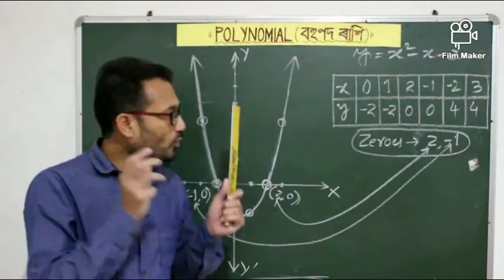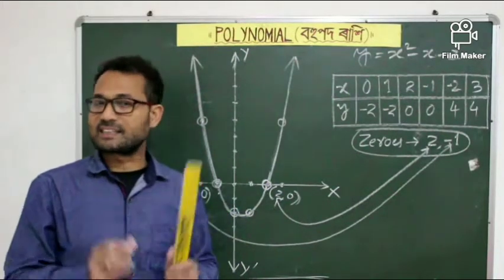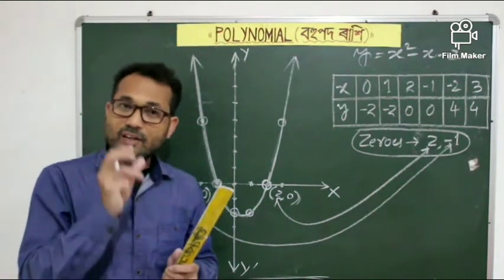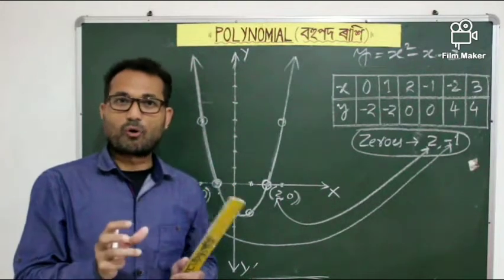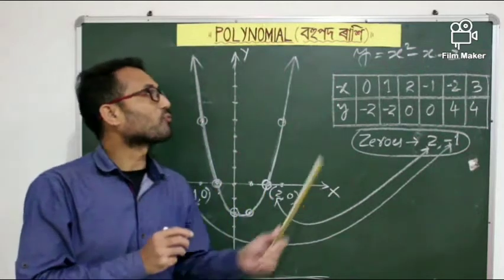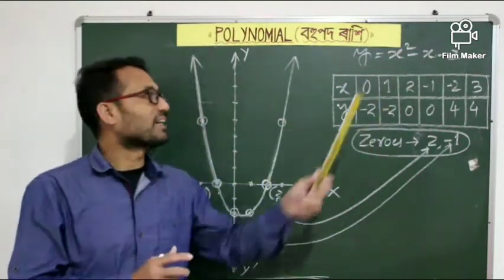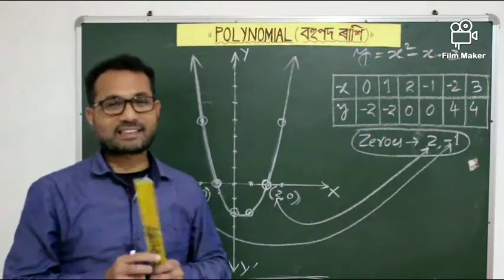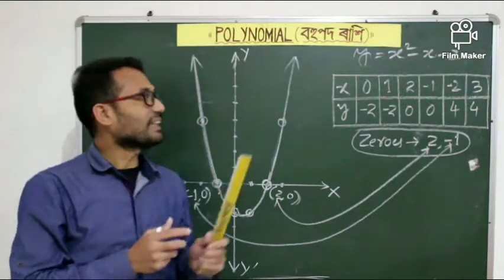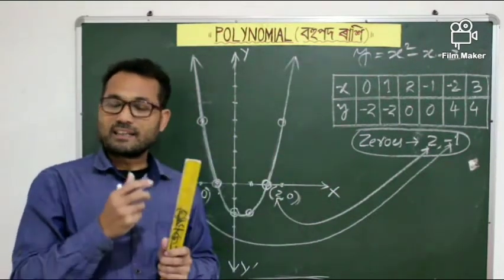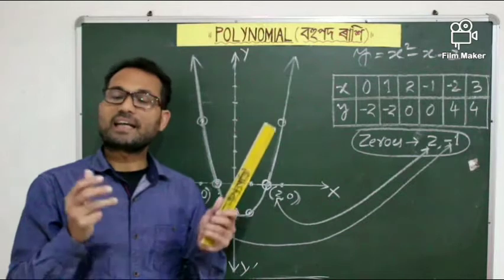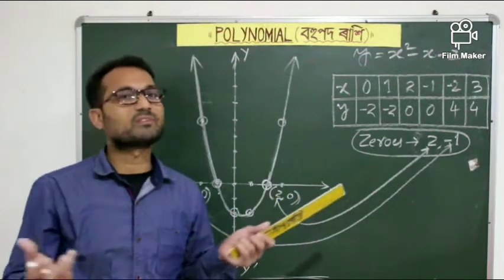So to conclude from this discussion, we can say the zeros of a polynomial are the abscissae, or I can say the x coordinates, of the points of intersection of the graph represented by that polynomial with the x-axis. So we saw that the x coordinate of the point where the graph of a polynomial cuts the x-axis is the zero of that polynomial.